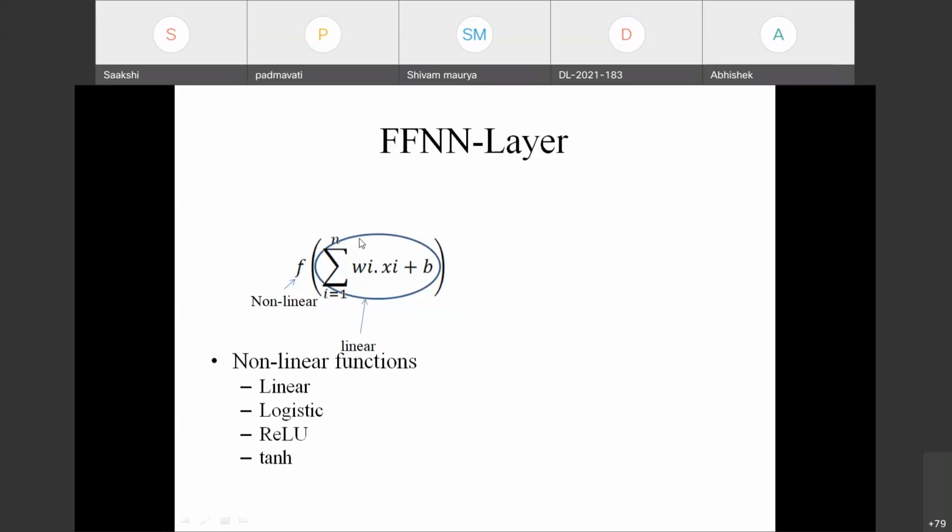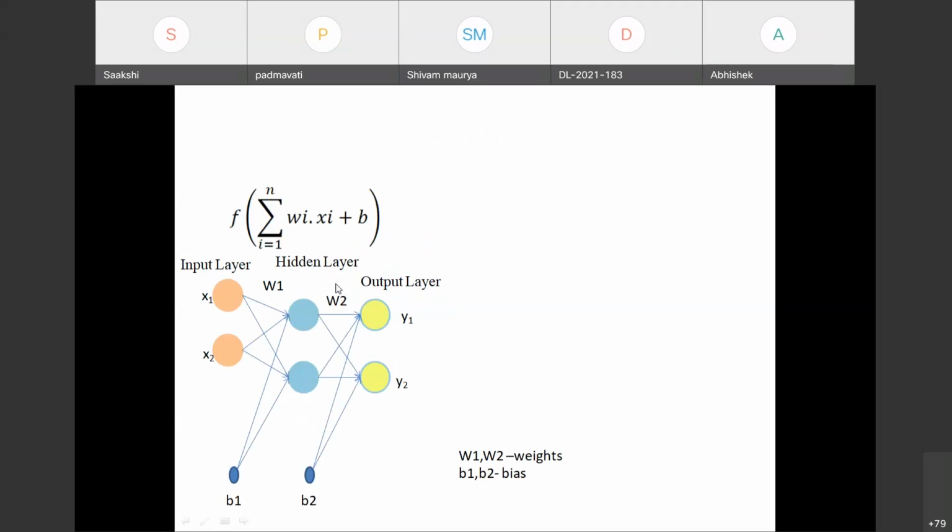So let us try to understand how this particular linear function can be computed. For simplicity, I have taken two neurons at the input layer, one hidden layer with two neurons, and two neurons at the output layer. Correct? Now, let us try to understand how I can compute this particular equation for this simplest architecture.